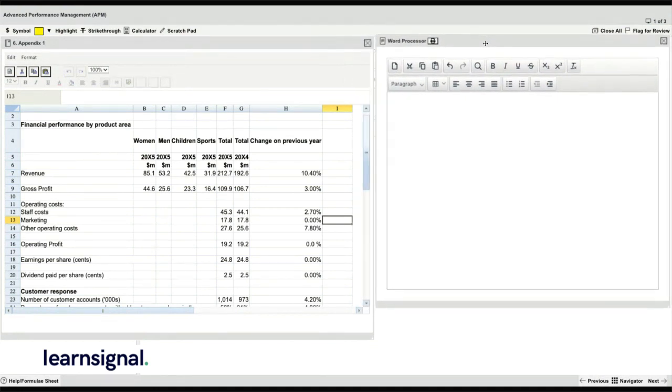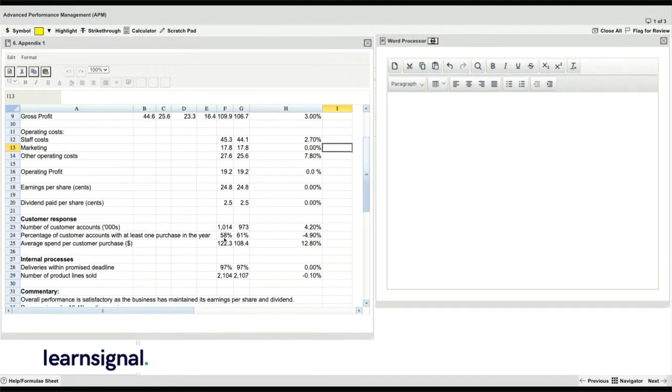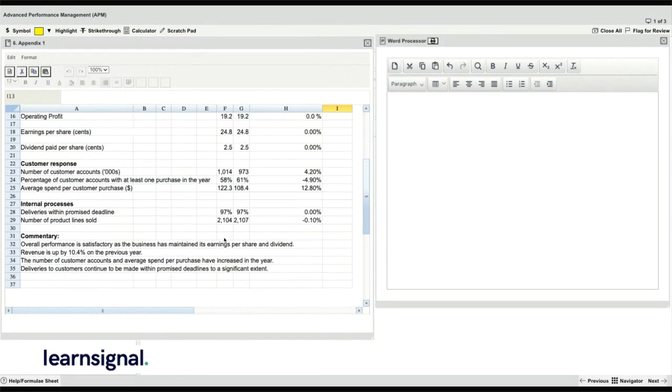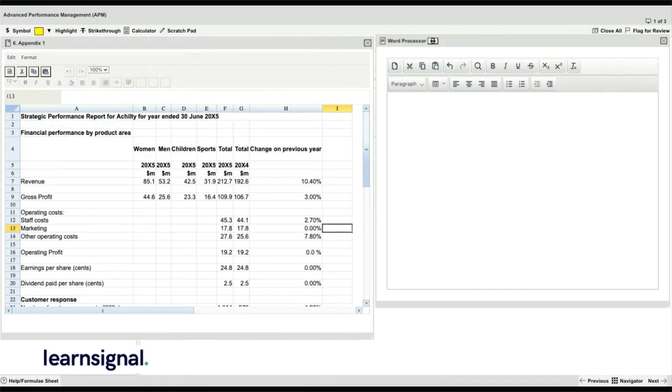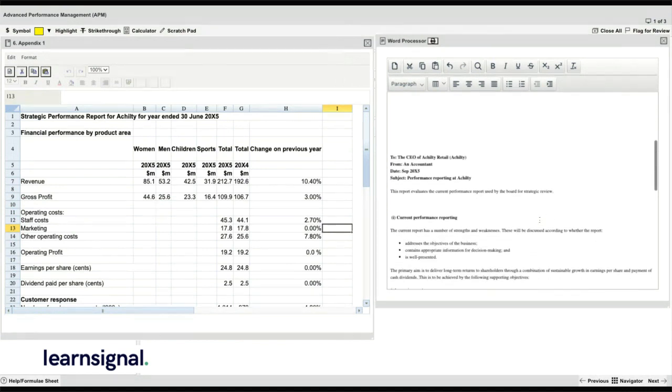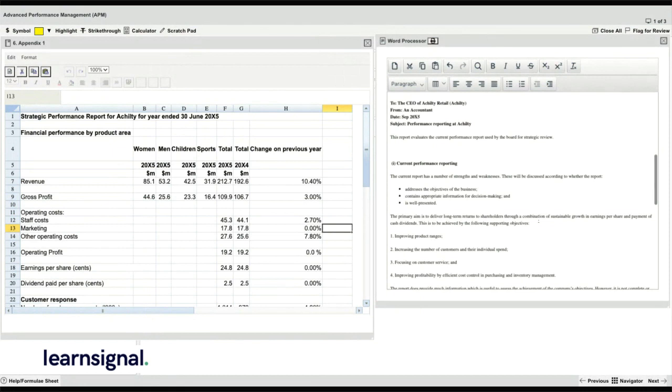Before we get into the content of your answer, it's important to remember that you will need to structure this information professionally in order to not just score the professional marks, but also to clearly display your points to the examiner. A good approach taken within the solution, which covers the requirement, is to assess the strengths and weaknesses of the report in terms of whether it addresses the objectives of the business, contains appropriate information for decision-making in line with best practice, and is well presented.